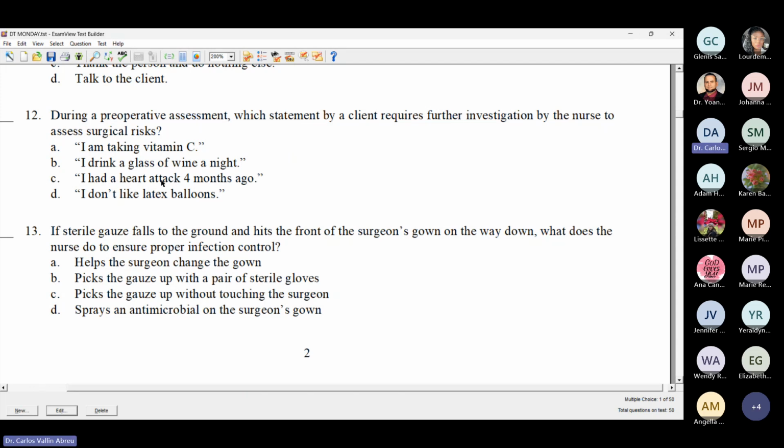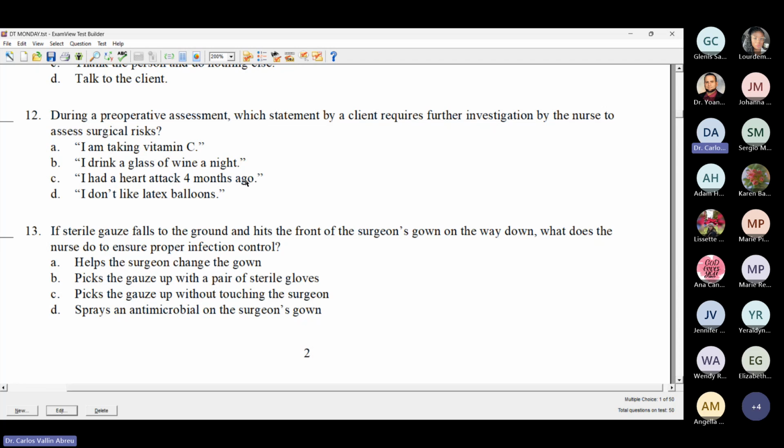I had a heart attack 4 months ago. Of course, this is a huge risk. Surgery soon after a heart attack has very high risk of complicating with ventricular dysrhythmia during the surgery, during the anesthesia. So this is a very serious issue. I don't like latex balloons. The fact that the client doesn't like latex balloons doesn't mean that they are allergic to latex. It is a distractor that you need to understand. So C, as in cat, is the answer to this question.